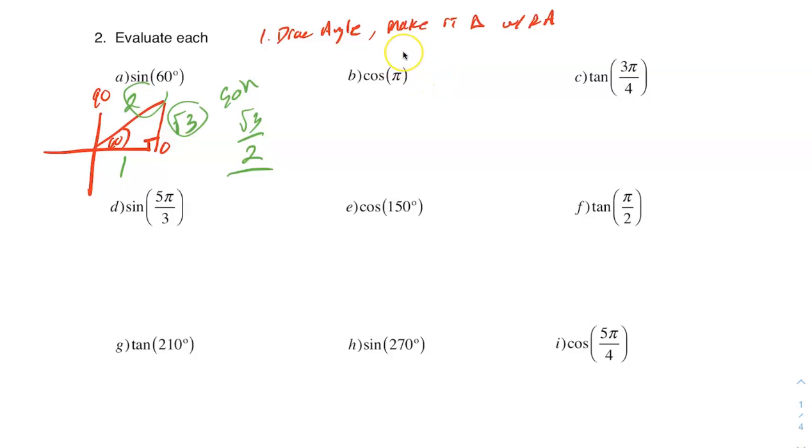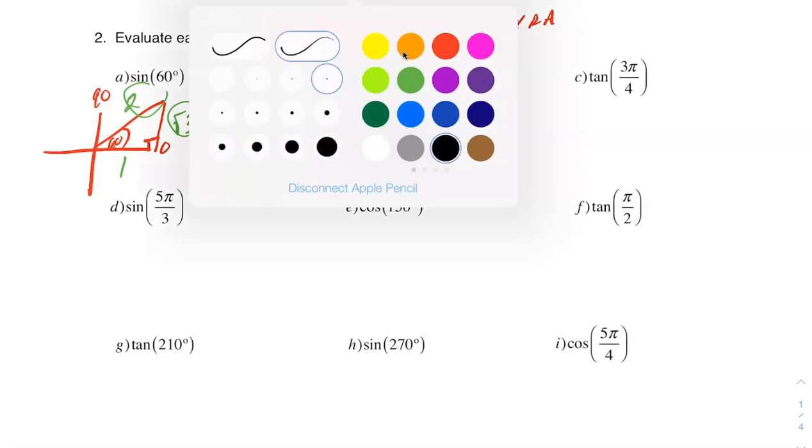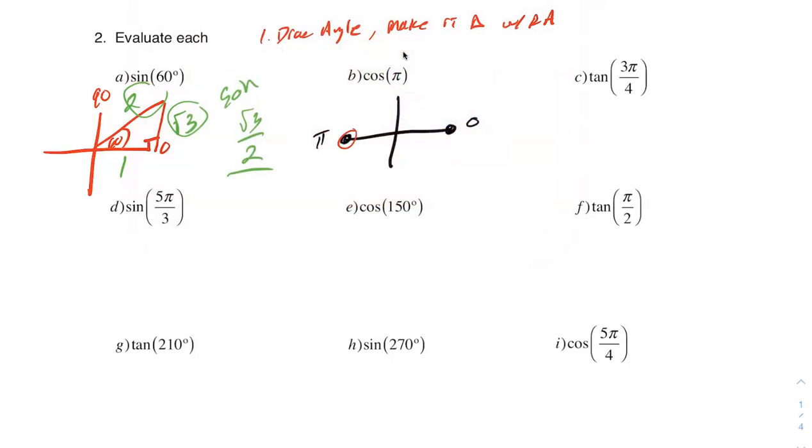Cosine of pi. Again, these are ready. So draw it. It's always step 1. Here's 0. Here is pi. Pi is on the line. So we call these quadrantal angles. They're actually on the line. They're special. So what you do, for the ones that fall on the line, is you remember the point.